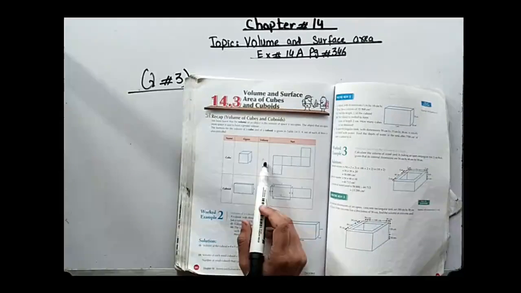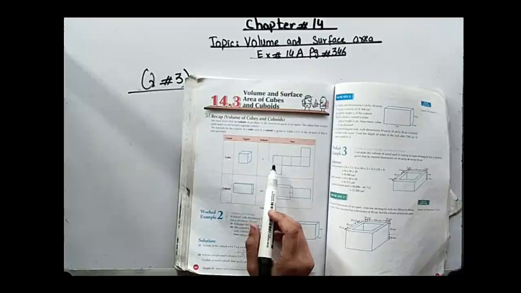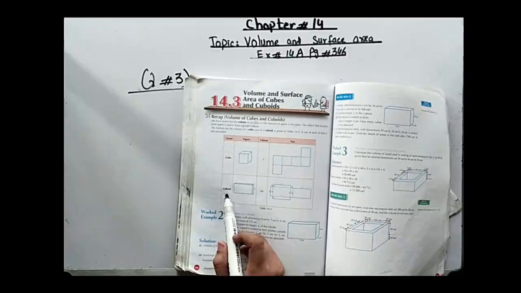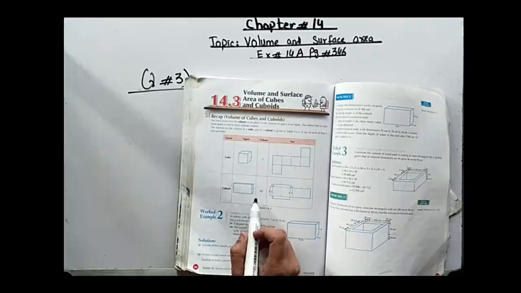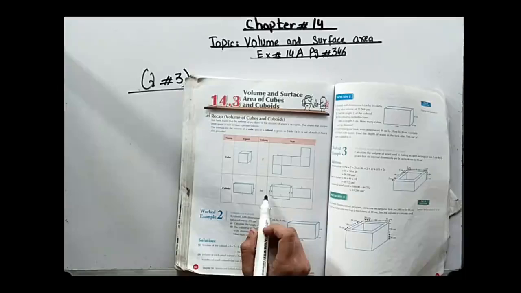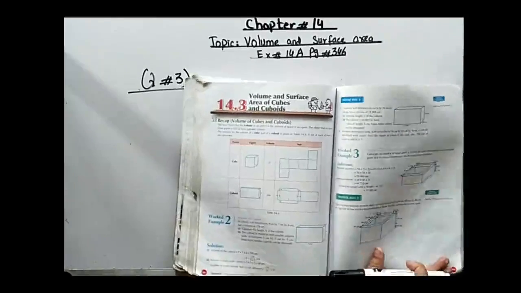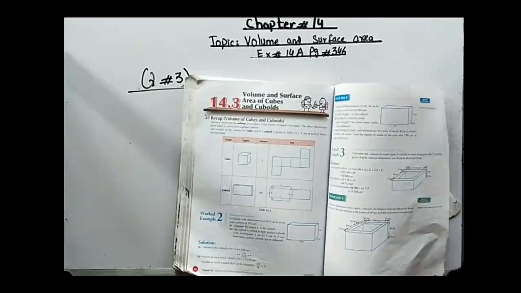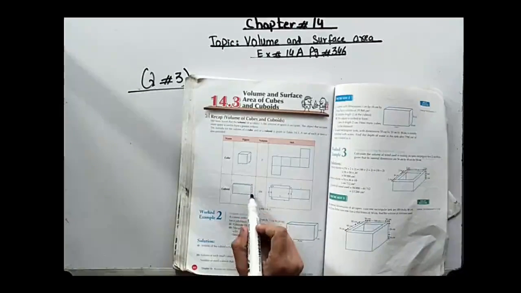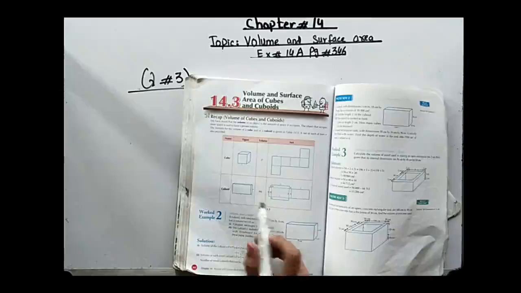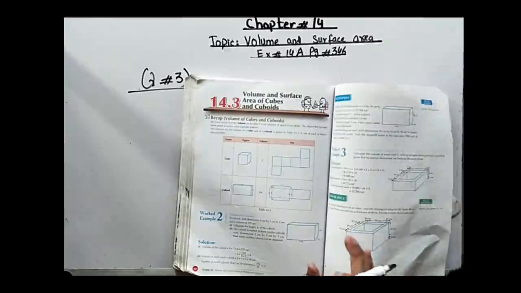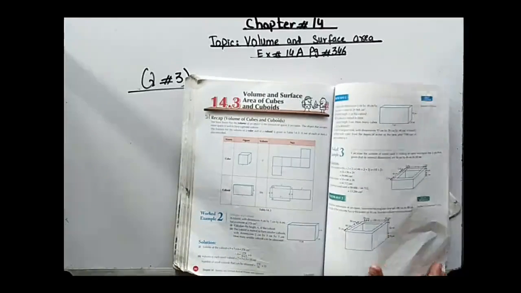Volume of cube is equal to L cubed. Cube means we will multiply L 3 times: length multiply length multiply length. And this is the volume formula for a cuboid: length multiply breadth multiply height. Here, this side is called H, meaning height, this side is called B, meaning breadth, and this one is the length. So these are the specific formulas of cube and cuboid.